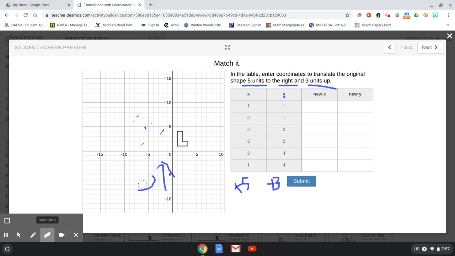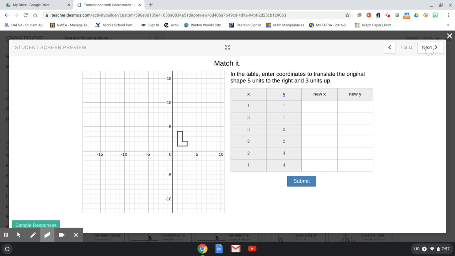Let me erase this before I go to the next page because it's not going to erase on its own. Come here, go to the next page. Come on. Oh, I have to go back to my cursor.